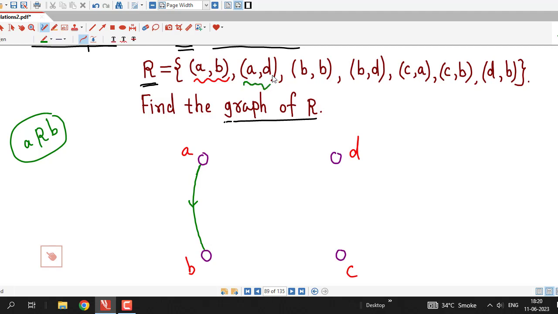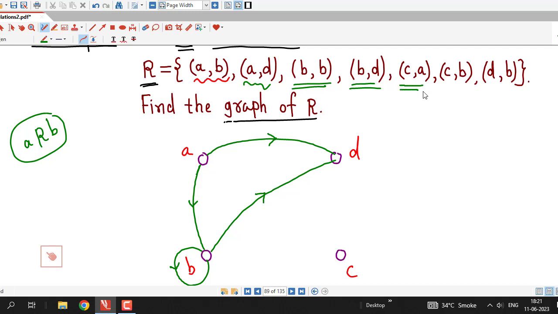Second ordered pair is AD, that is A is related to D, so I have to draw an arc from A to D and the arrow is towards D. Next ordered pair is the ordered pair B, B, that is the arc is starting from B and ending at B, so there is a loop at this node or vertex. After that B is related to D, so we will draw an arc from B to D.